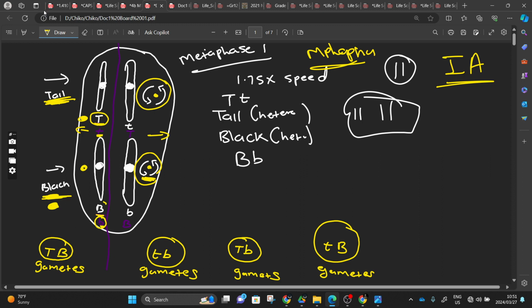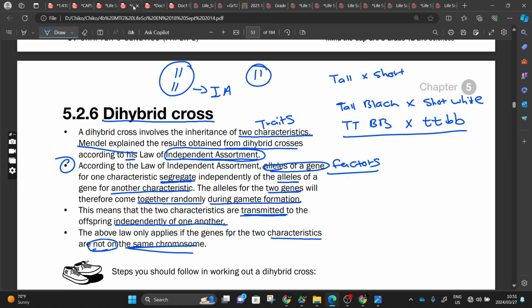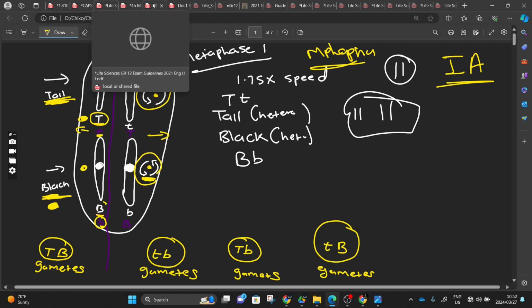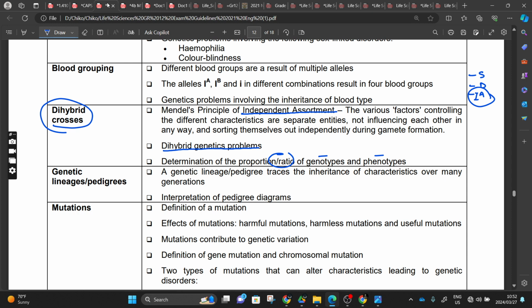And then in our green book, they also told us that this means that the two characteristics are transmitted to an offspring independently. This also applies when they are not on the same chromosome, and during gamete formation. So we did this, right? So let's move on. Let's go back to our examination guideline and see if we can understand what they were trying to say with Mendel's independent assortment.